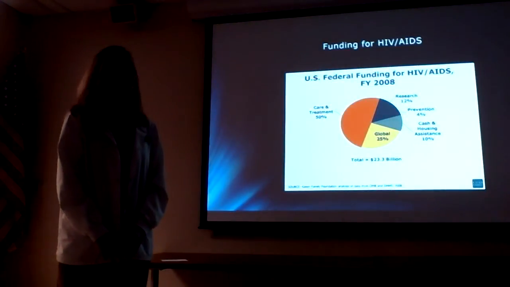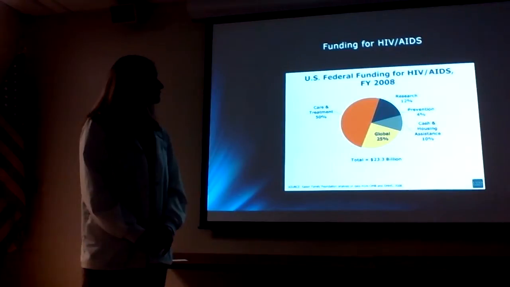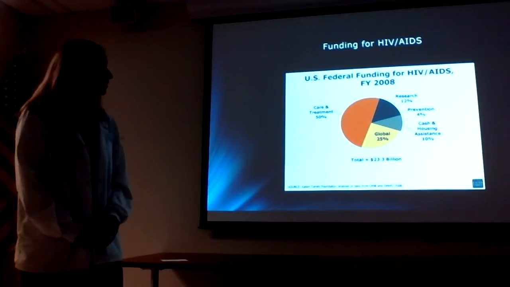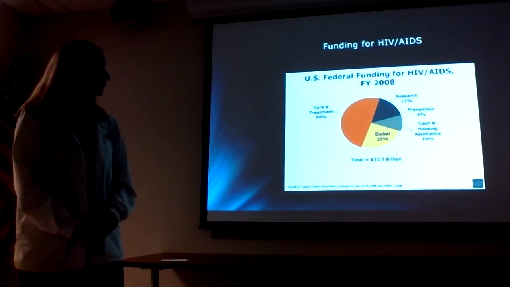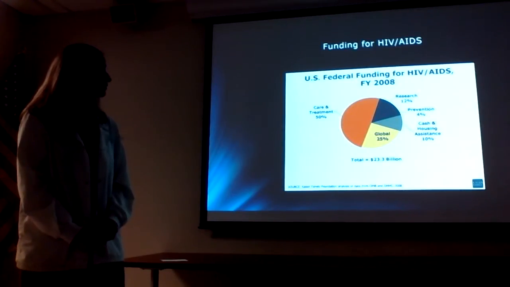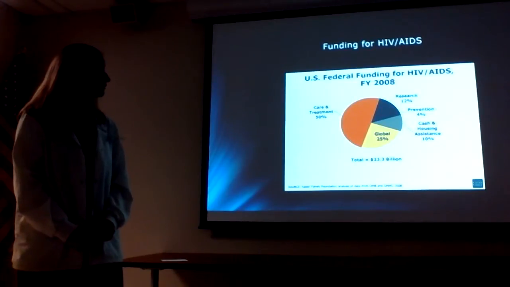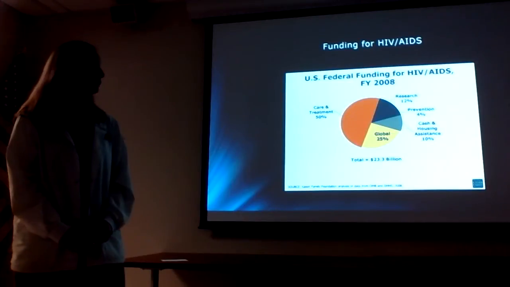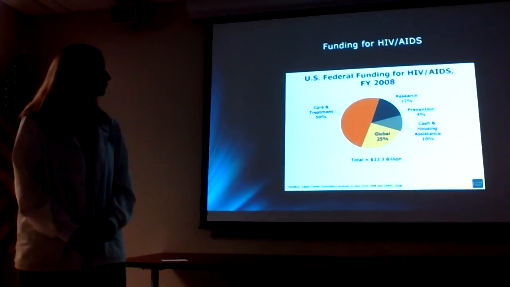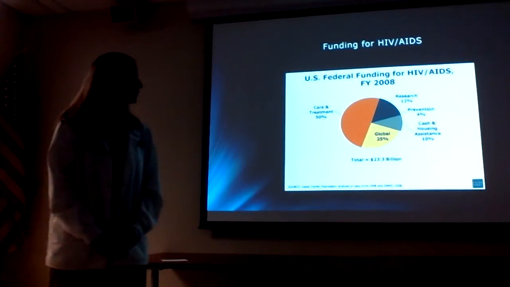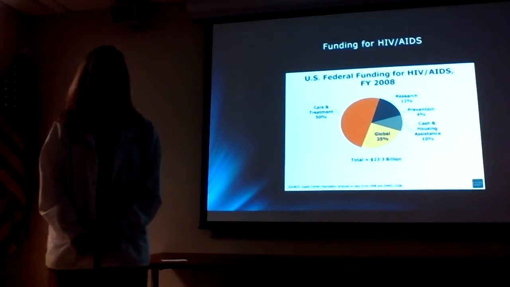The U.S. federal funding for AIDS on a global level is 25% of $23.3 billion. 50% of the cost goes to care and treatment, and then unfortunately only 4% goes to prevention care. 12% goes to research, and housing and cash at 10%.